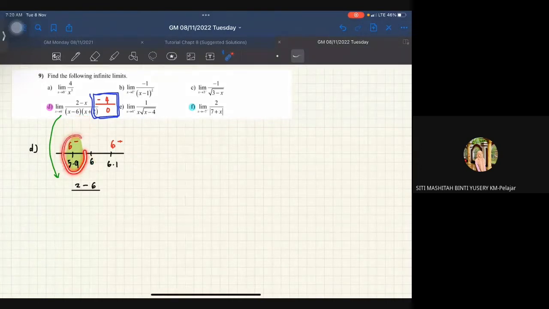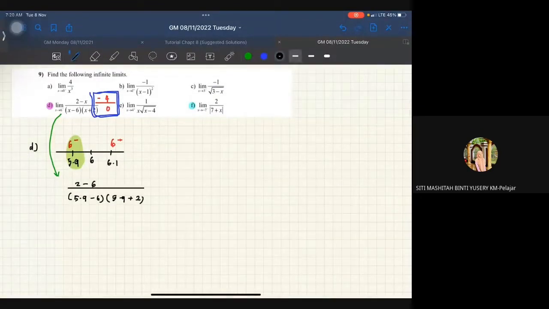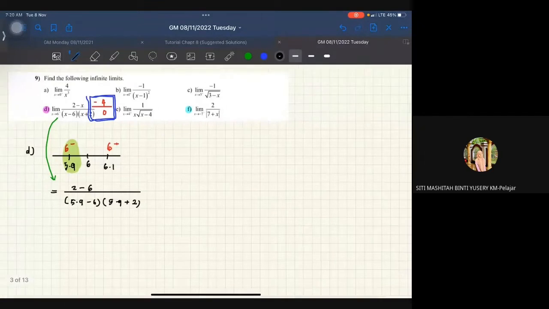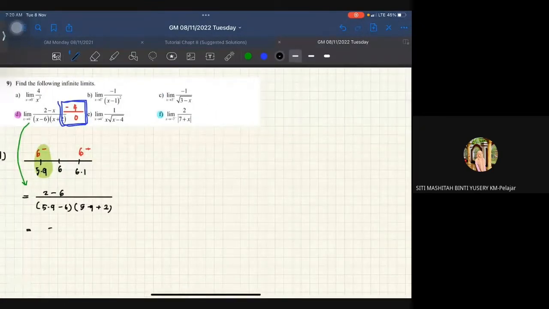Right, so apa yang awak buat sekarang adalah you do 5.9 minus 6. Just substitute sahaja the value. 5.9 minus 6. Okay, and then you have 5.9 plus 2. Okay, so saya panjangkan sikit. Okay, and then for the upper part tak ada masalah. So kita boleh terus kira, awak dapat negative 4. Okay, and then for the lower part.